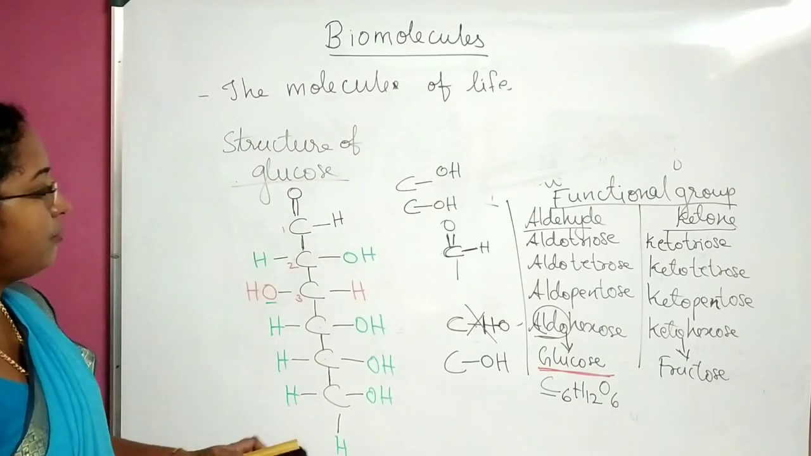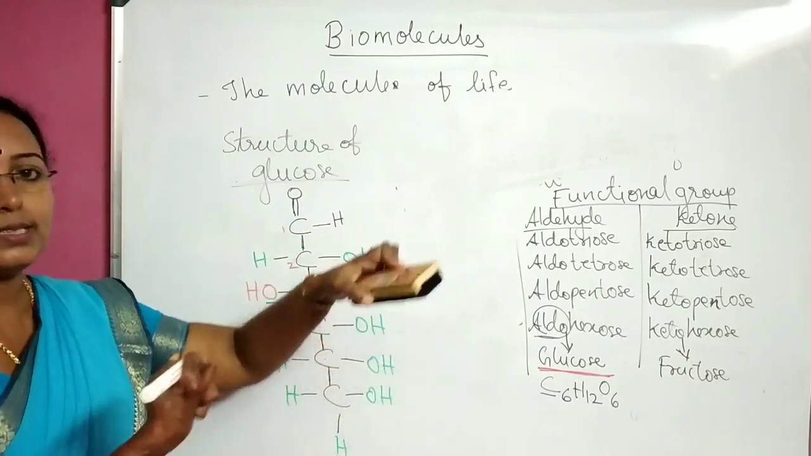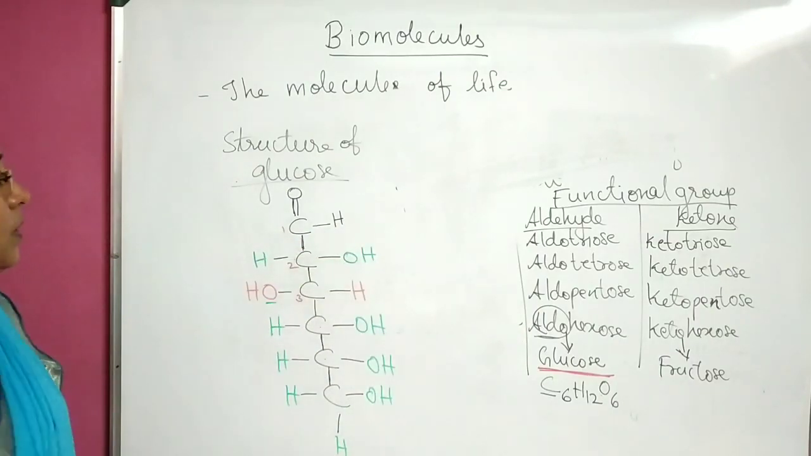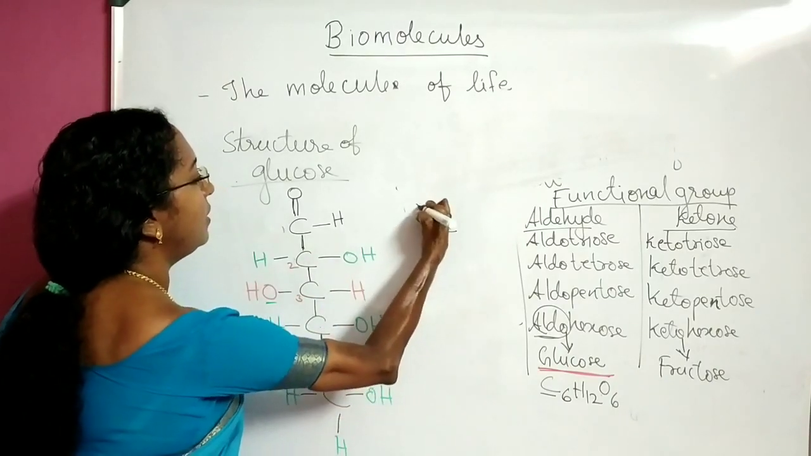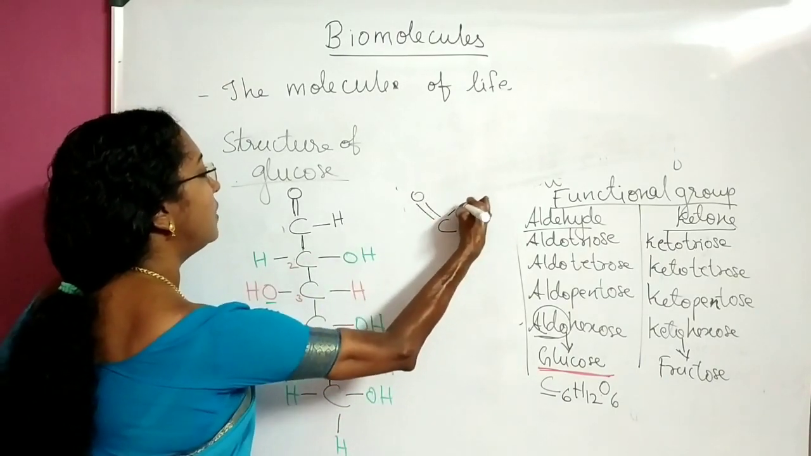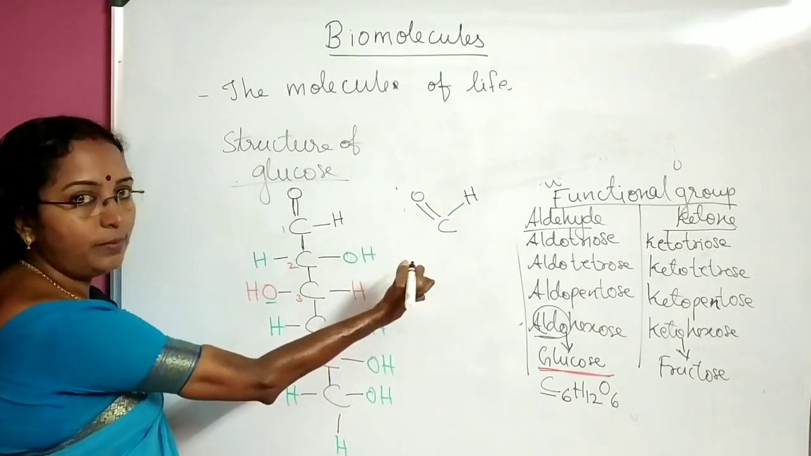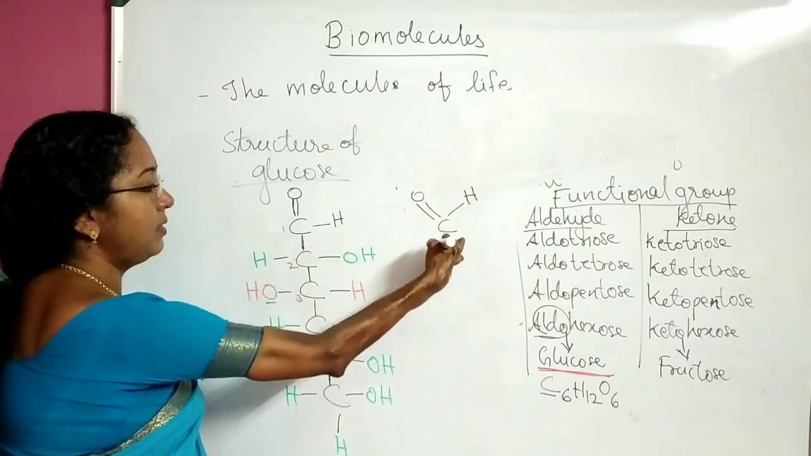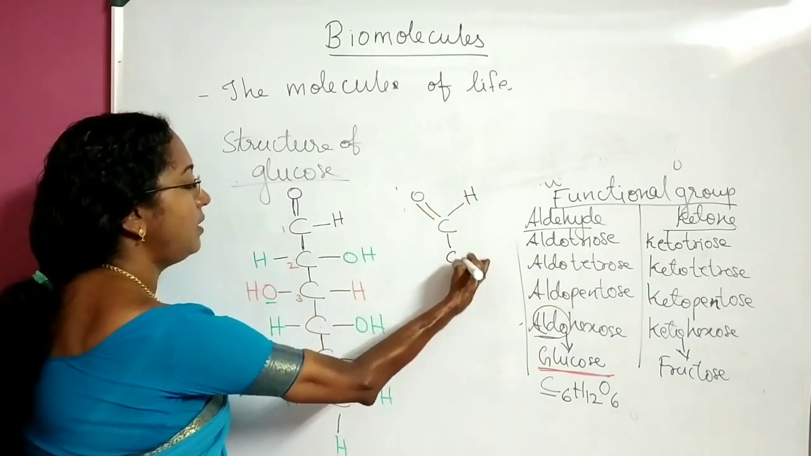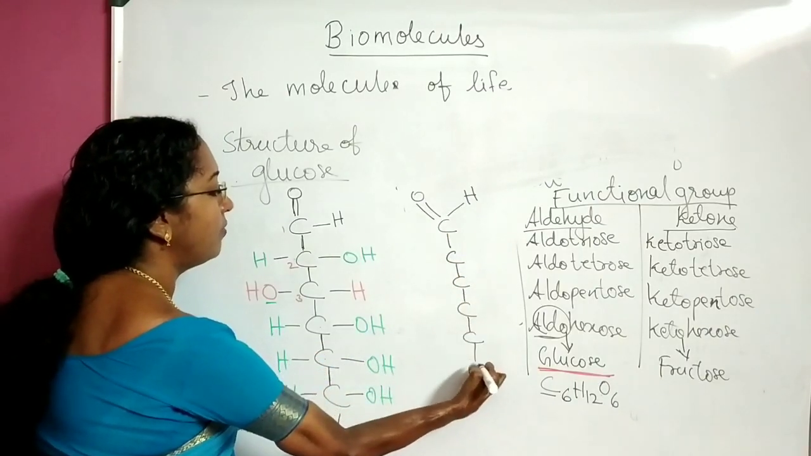This is the straight chain formula for glucose. I have put this as a straight chain. Here, if I simply modify it, I can write C double bond O single bond H. If I write like this or like this, it is the same. This is just to show you that this is the functional group. I have made the arrangement like this. Next is C 1, 2, 3, 4, 5, 6.